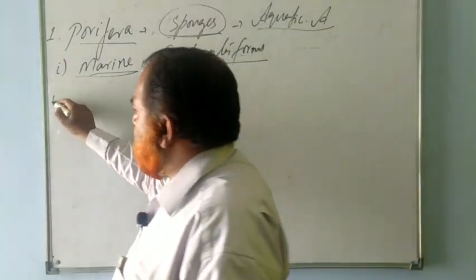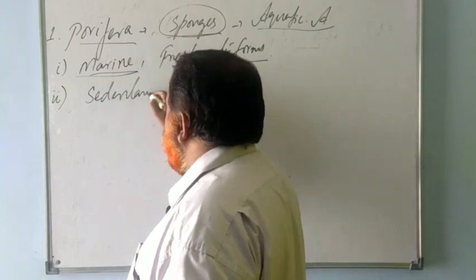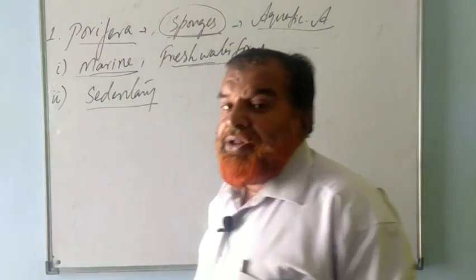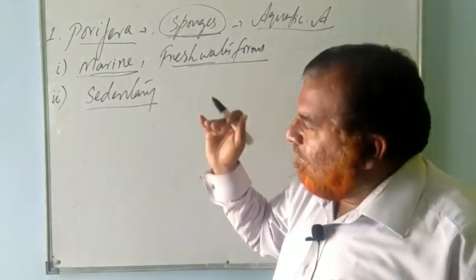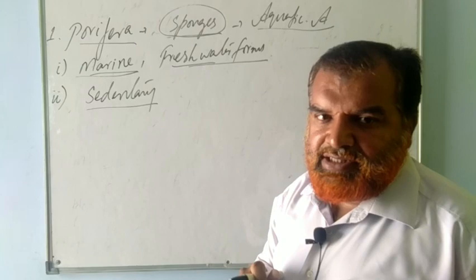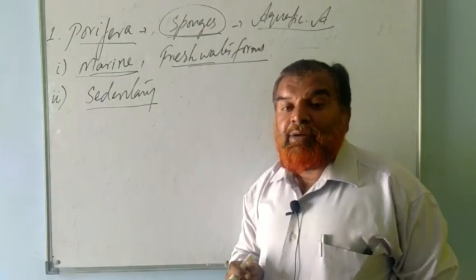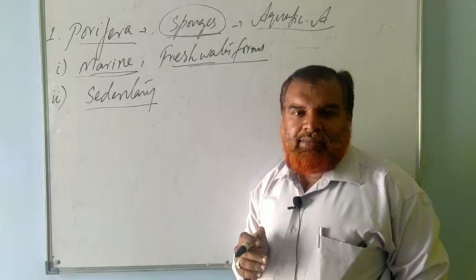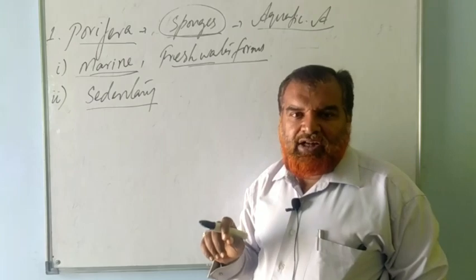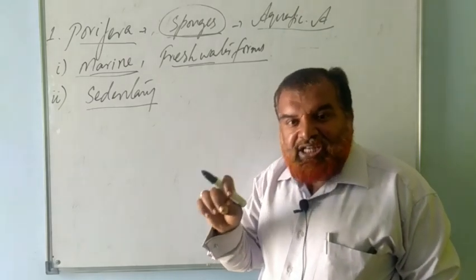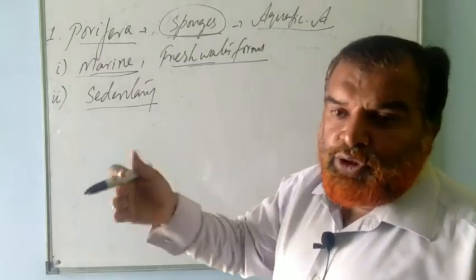Then they are sedentary. What do you mean by sedentary? This is a characteristic of plants, not of animals. But the primary animals, very basic animals, do possess certain characteristics of plants also. Like for example, Euglena belongs to animal kingdom, Animalia. Rather, it has chlorophyll also.